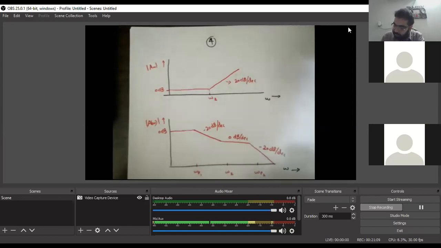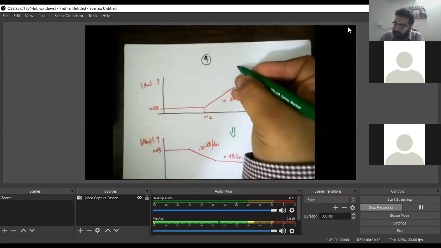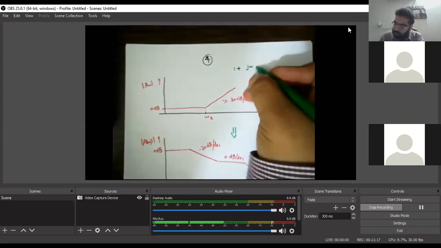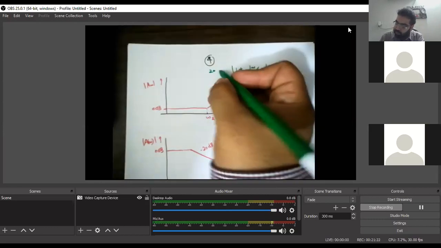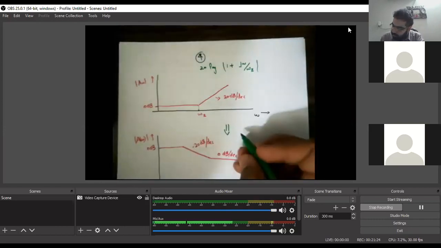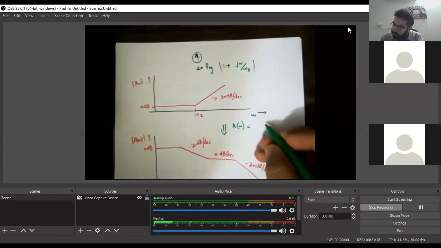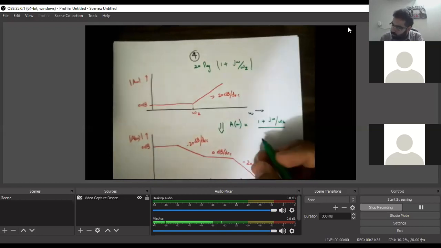Let me write the expression again for which this plot is. This plot is for only a 0, which we just did, 1 plus j omega by omega z, 20 log. Whereas this plot is for the A of omega, for which we write the expression 1 plus j omega by omega z divided by 1 plus j omega by omega p1.